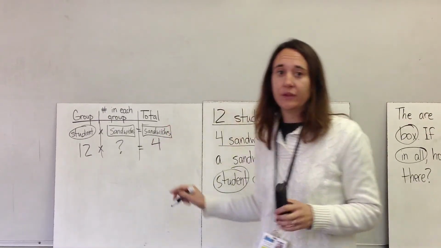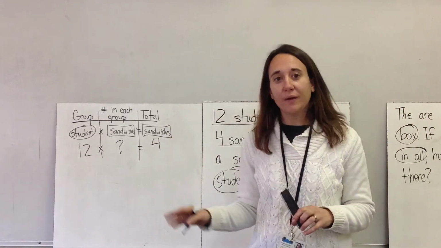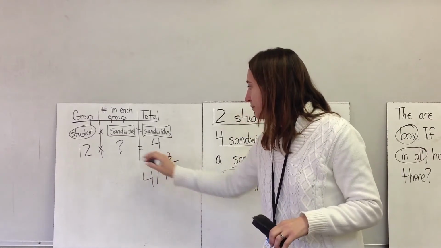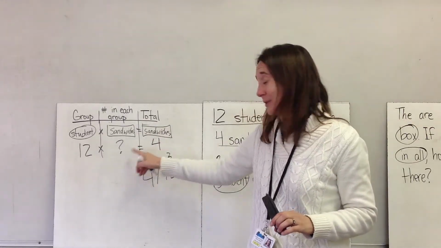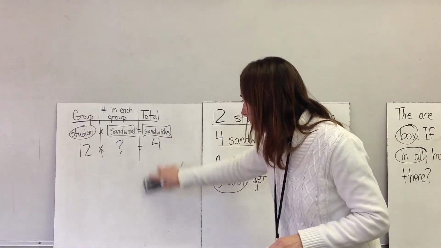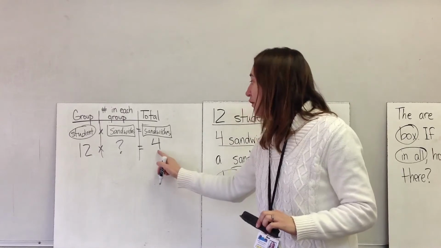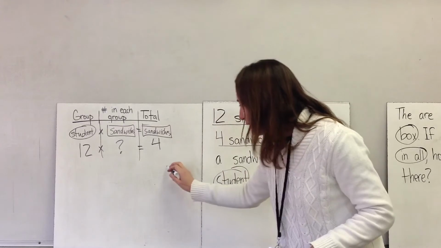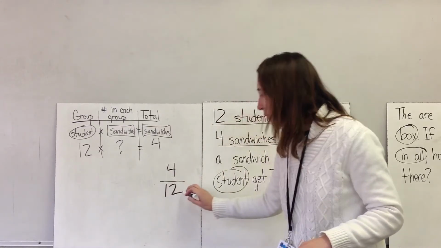That's our total. So in this case, a lot of kids, if they get to this point, will think, okay, well, I'm just going to do it like this. And it goes into it 3 times, and that's right. Now, what if they substitute it back in? They'll see that 12 times 3 does not equal 4. But hopefully, even before you get to that point, you'll see, wait a second, I've got to do 4 divided by 12. And that's a fraction. 4 divided by 12.